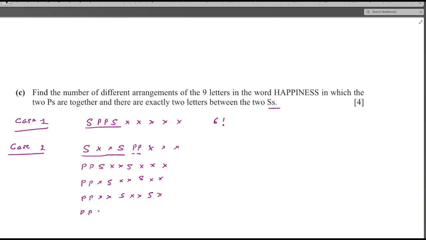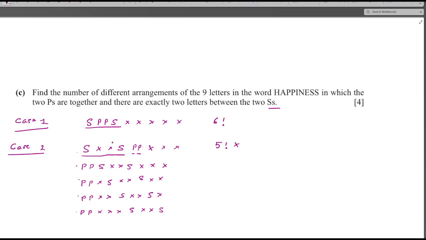Or I have 2p and 3 other alphabets, then S, 2 other alphabets, and then S. So like this, if you see, I have 1, 2, 3, 4, and 5. Now these 5 arrangements themselves can be arranged in 5 factorial ways.